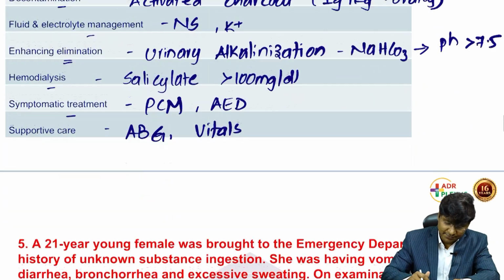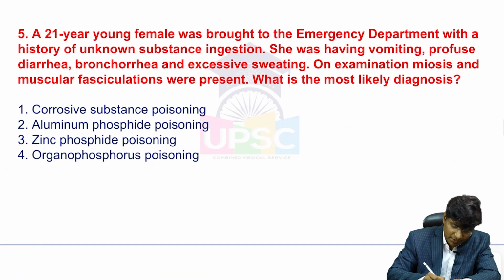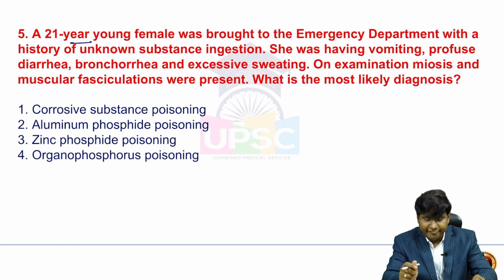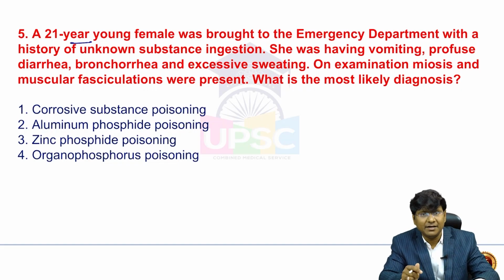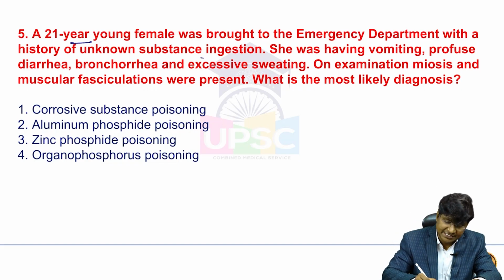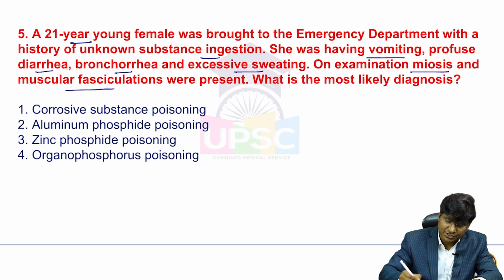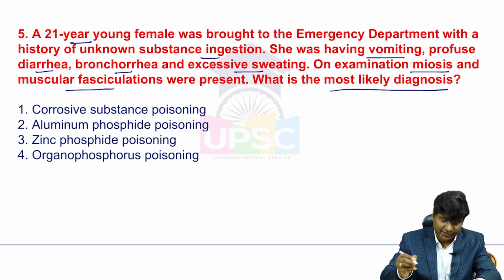Coming on to the next question. A 21-year-old young female was brought to the emergency department with a history of unknown substance ingestion. She was having vomiting, profuse diarrhea, bronchorrhea, and excessive sweating. On examination, miosis and muscular fasciculations were present. What is the most likely diagnosis?